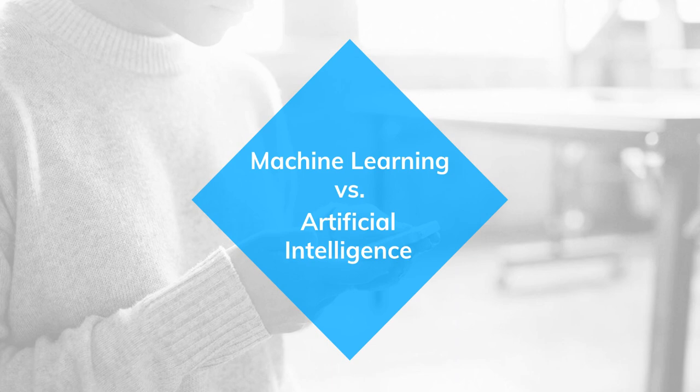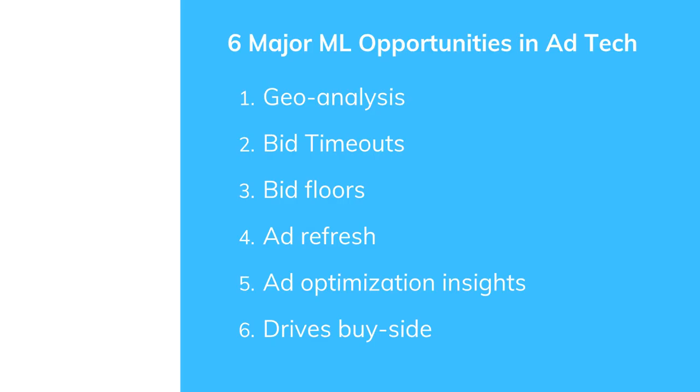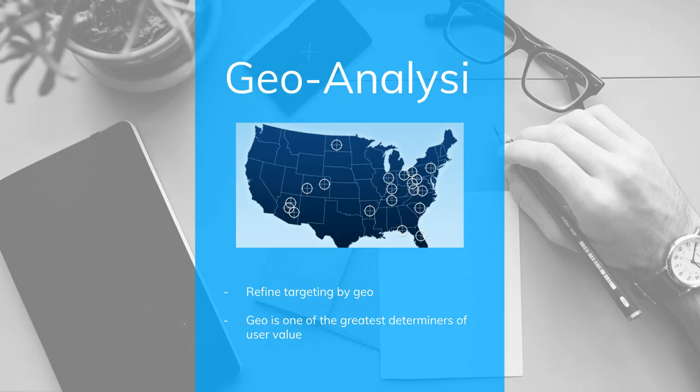So over this presentation, I'm going to be going over examples for machine learning and artificial intelligence. Most of it is related to machine learning, but there's one really crucial application for artificial intelligence in ad tech. So there's 6 major machine learning opportunities in ad tech. That's Geo Analysis, bid timeouts, bid floors, ad refresh, ad optimization insights, and the buy side.